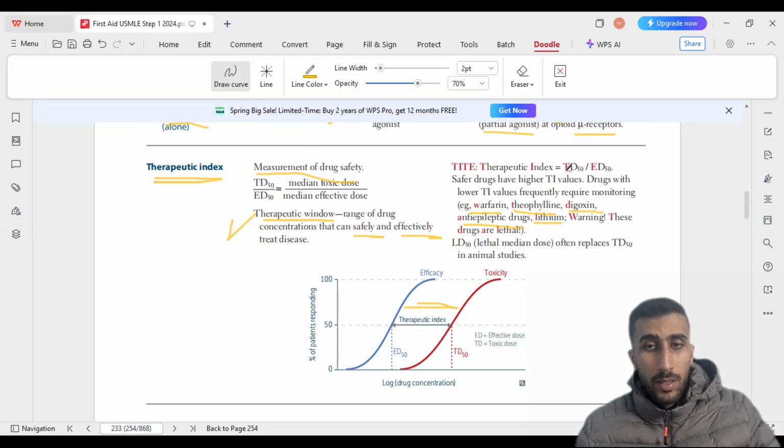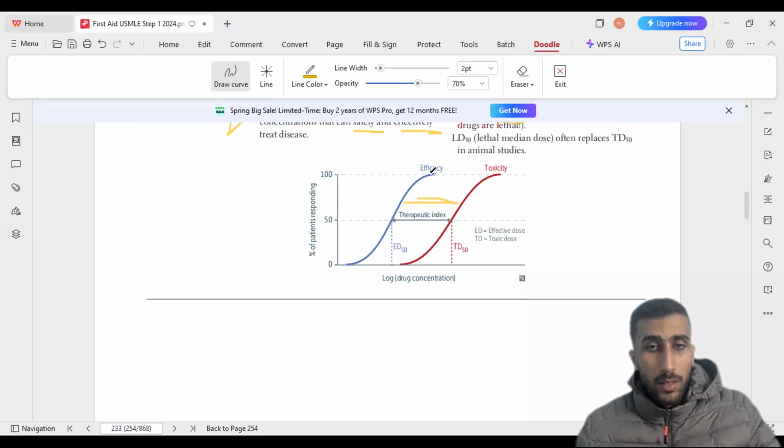Again, therapeutic index is TD50 over ED50. This is the efficacy, and this is the toxicity, and the difference between them is the therapeutic index. This is the median effective dose, and this is the median toxic dose. This is a log of the drug concentration, and here is the dose versus the patient response. If you have a big gap between them, this gives you much more room for safety, for example.